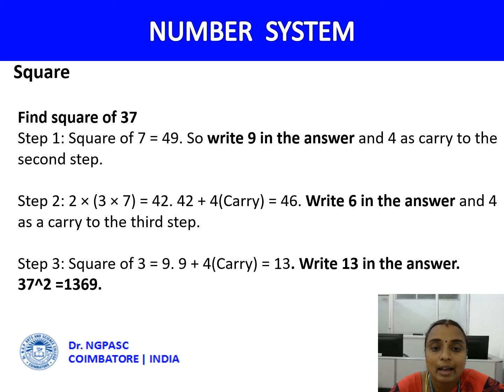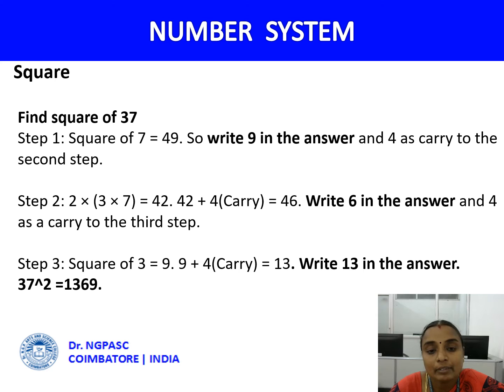So here we are having 37. So we are going to square the number 37. So what is the first process? You know very well, that is the a square plus b square plus 2ab process. So the same process I am going to do here, just I am going to carry over some numbers.